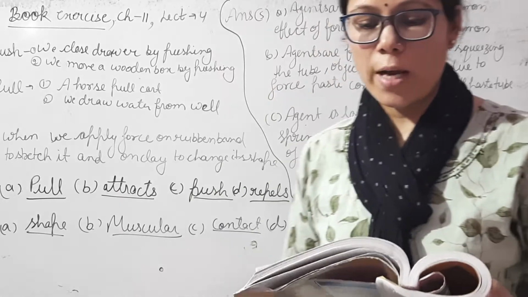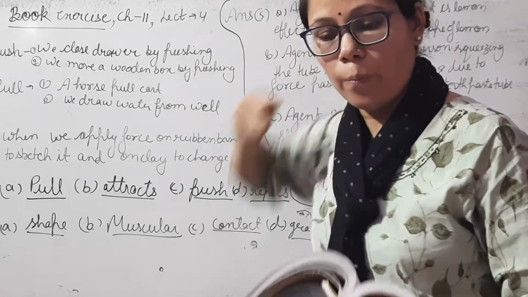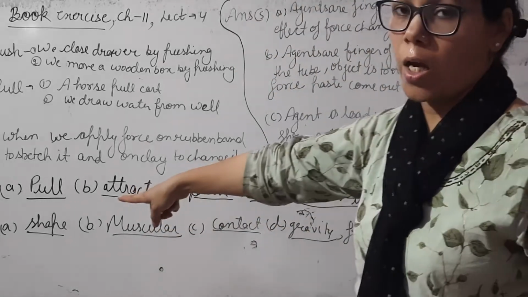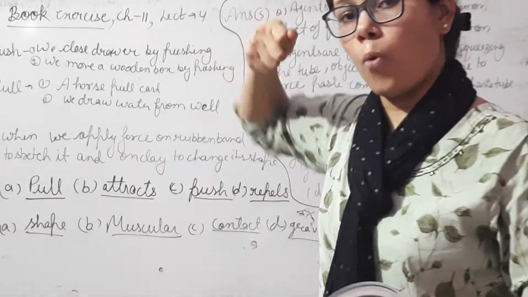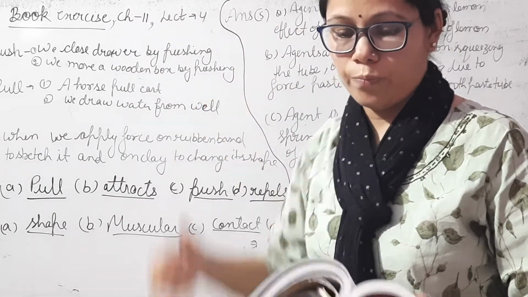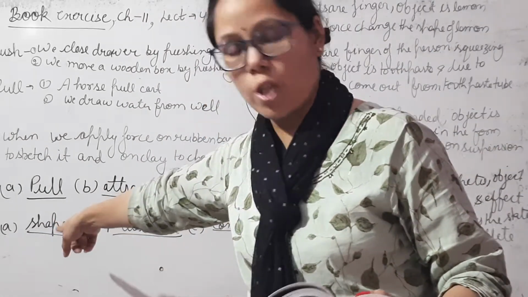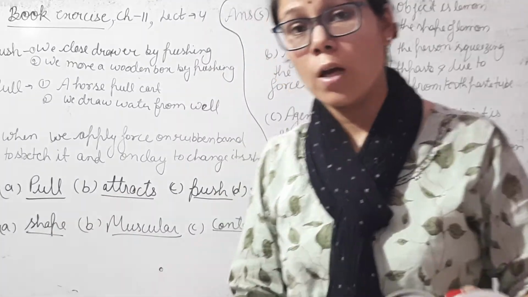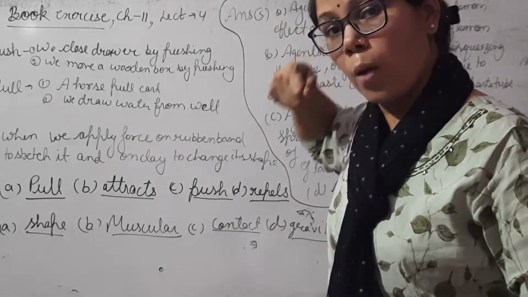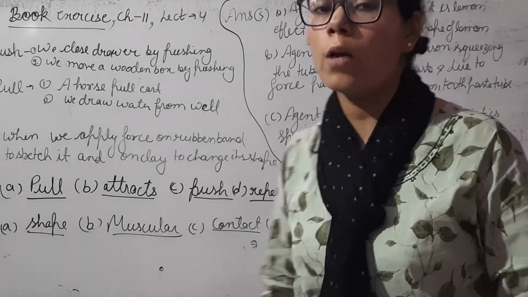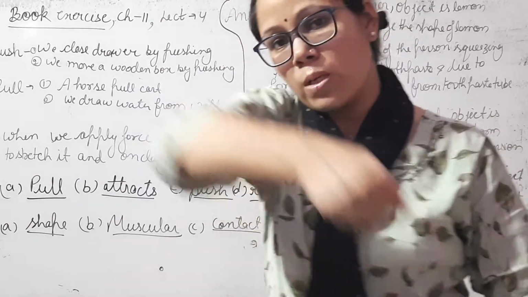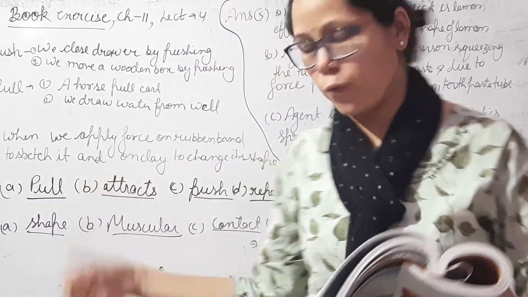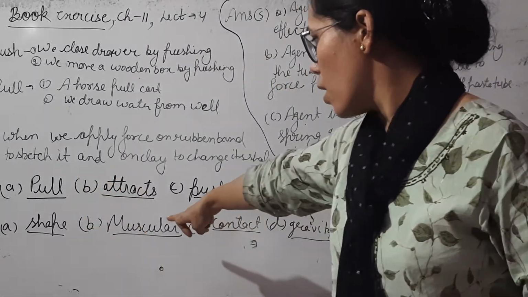First, to stretch the bow. When we stretch the bow, the archer applies a force that causes a change in its shape. So the first one is shape. Second, the force applied by the archer to stretch the bow is an example of muscular force, because in this force our hand muscles work. So the second one is muscular.